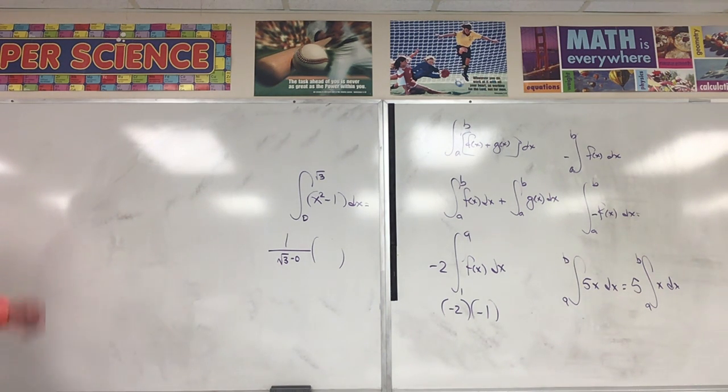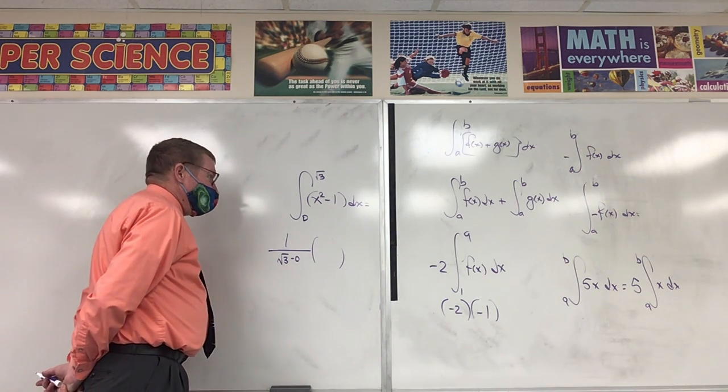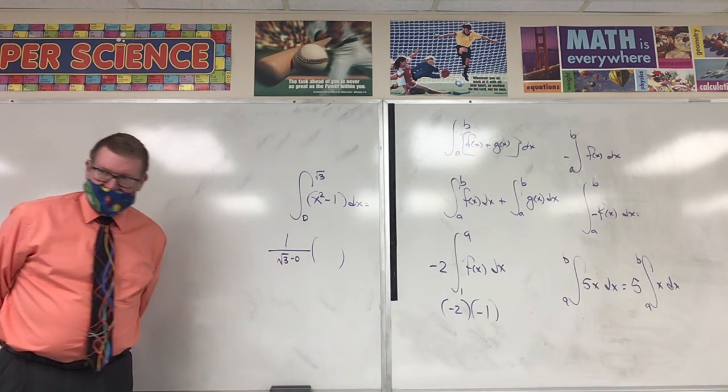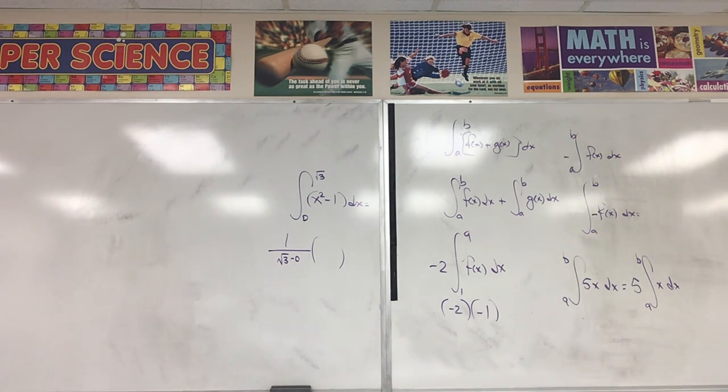So NINT of x squared minus 1 from 0 to the square root of 3. What do we get? 2.35 times 10 to the negative 14. Alright, and multiply that by 1 over the square root of 3. The integral is 4.0703 times 10 to the negative 14, and then divide that by the square root of 3. Do you put the x squared minus 1 in parentheses? Well, it's already in parentheses.